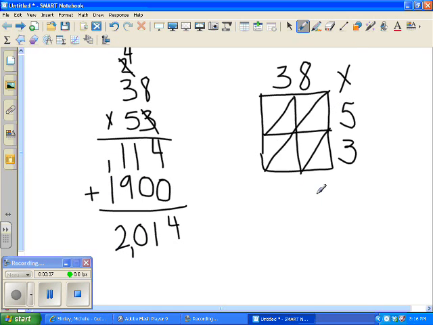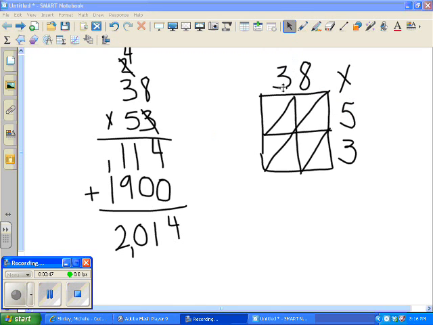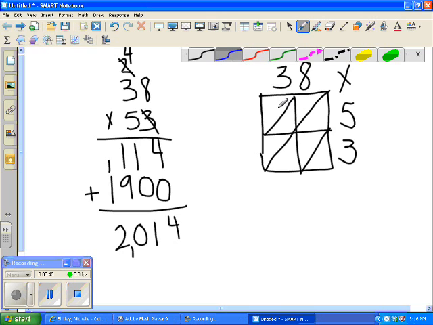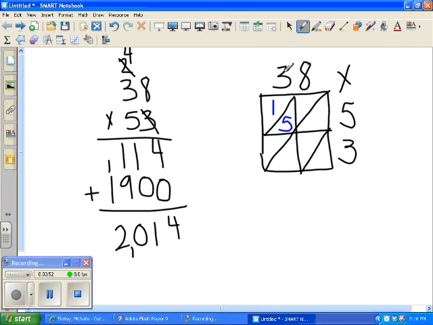Let's double check. Let's do it this way also. Let's start with 3 times 5, and that would be, let me change colors here for this one, 15. See how we did that? The 3 and the 5 meet here, 15. Now let's do the 8 times 5, and that's 40. Now let's do the 3 times 3, and that's 9. We would have to write that 0, 9. And 3 times 8 is 24. Now we have to kind of look diagonally.